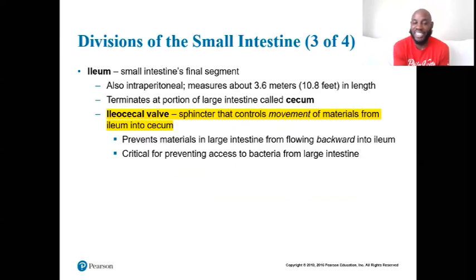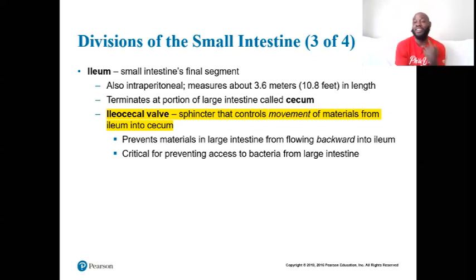And then we have the last segment, ileum. Duodenum, jejunum, and ileum. Final segment, 10.8 feet in length, terminates at your cecum, which is the large intestines. You have the ileocecal valve. Notice another valve, another sphincter that controls an opening.